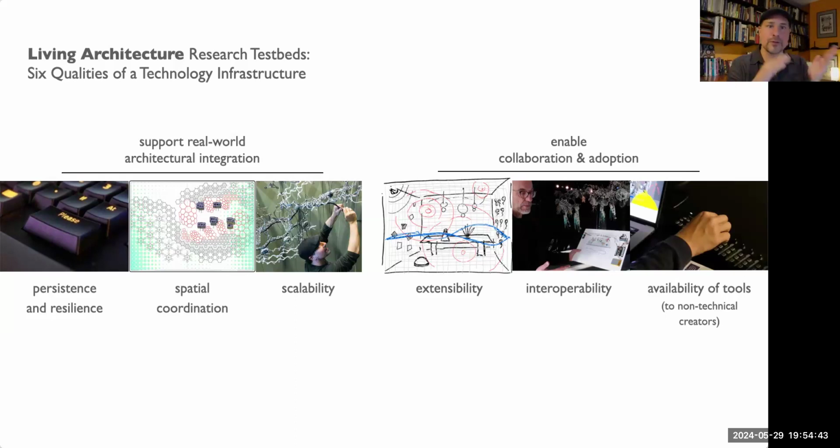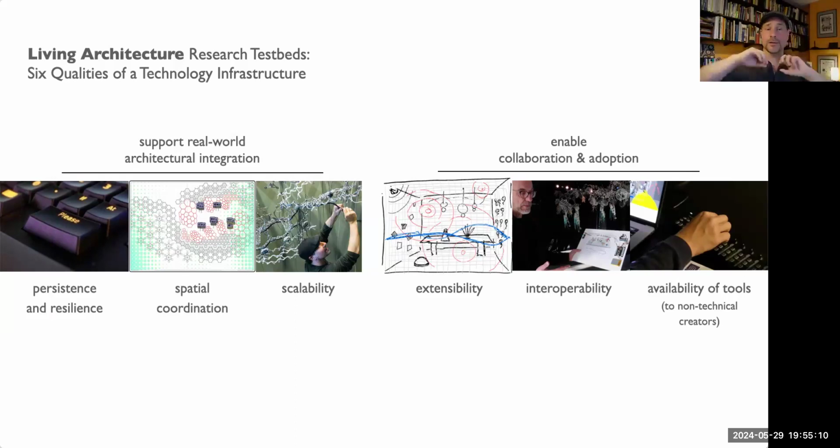They fall into 2 different categories. One is supporting real-world architectural integration. And to do that, you need your system to be persistent and resilient. It has to be something that can survive. And a lot of the technology we use is demos. People make a thing, they show the video. But if you're really going to be serious about deploying something, it has to be architected at a software level in such a way that it can be persistent. Spatial coordination, I've already talked a lot about, and scalability as well.